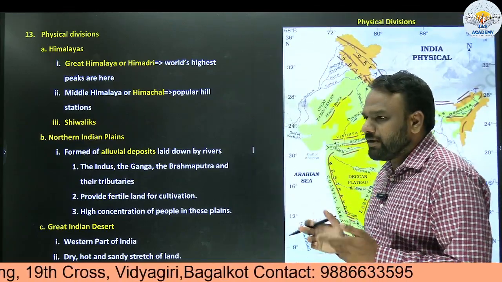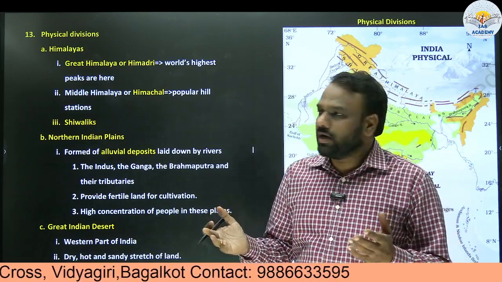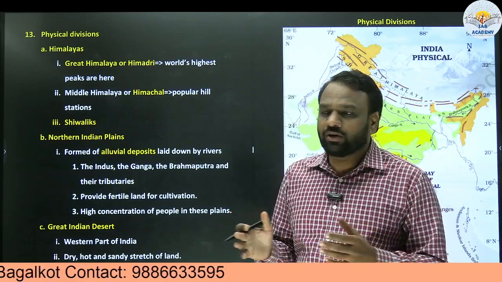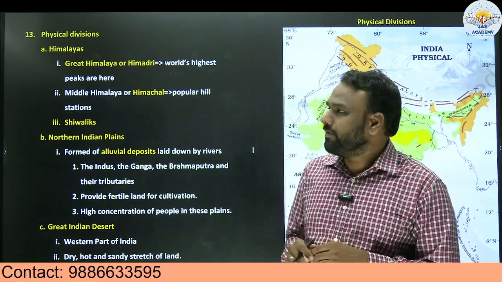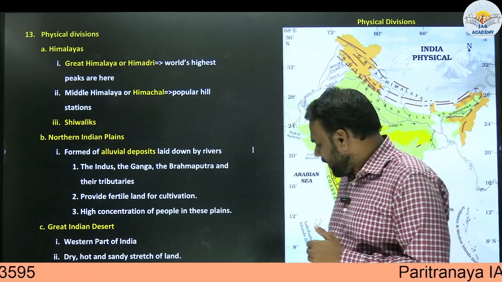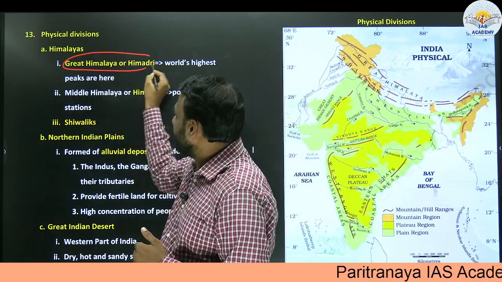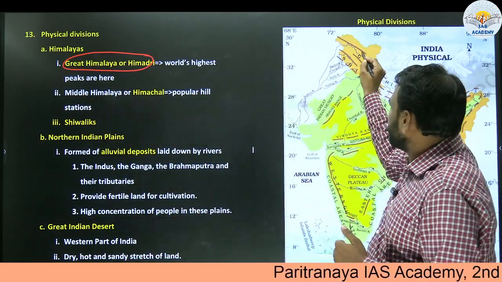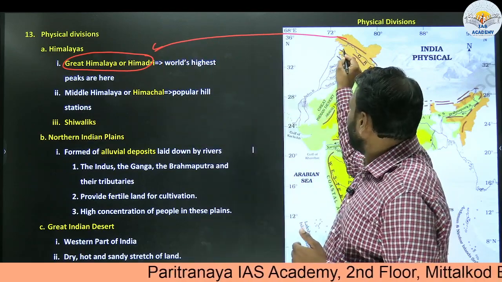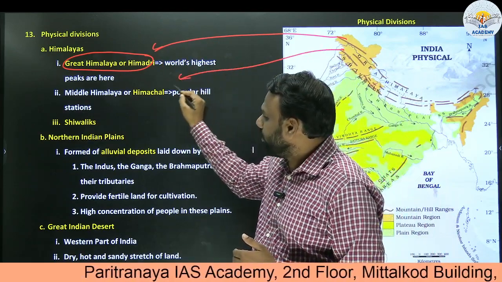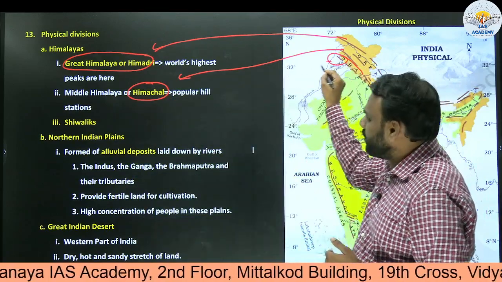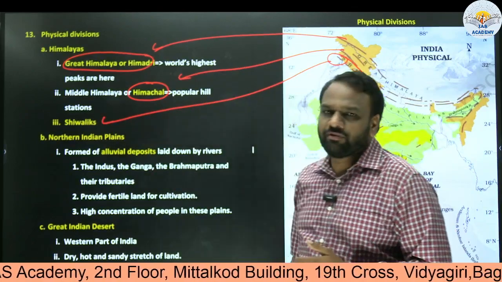So already we have seen about Himalayas across the various countries through which Himalaya has spread its wings. Next, also we have seen the various states across which Himalaya has spread in India. Now next, within Himalayas there is a segregation. Some part we call it as what? Great Himalaya or Himadri. So the northernmost Himalayan ranges we call them as Great Himalaya or Himadri. Next, the middle ranges we call them as Middle Himalaya or Himachal, and the southernmost Himalayan ranges we call them as Shivaliks.